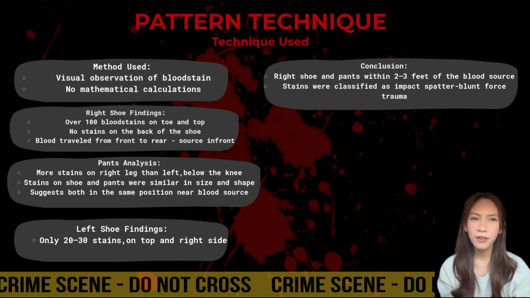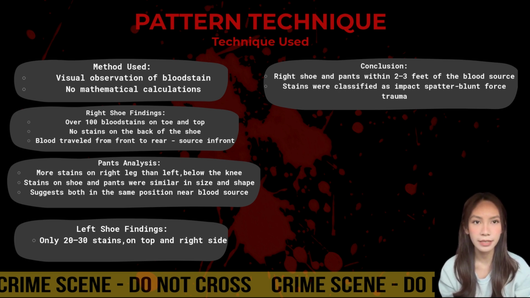So instead of using complicated mathematical calculation, he relied on visual analysis of the size, shape, and distribution of the blood stains. He mainly examined the defendant's clothing, like the pants and the shoes. Starting with the right shoe, there were over 100 blood stains, mostly concentrated at the top and toe areas. There were no stains at the back of the shoe, which suggested that the blood came from the front direction. In contrast, the left shoe only had about 20 to 30 blood stains, showing a clear difference in exposure.